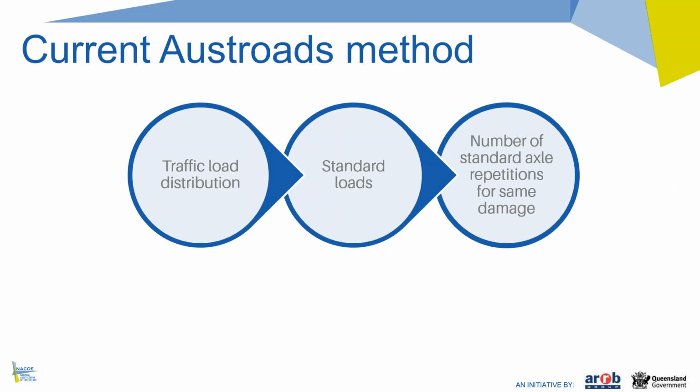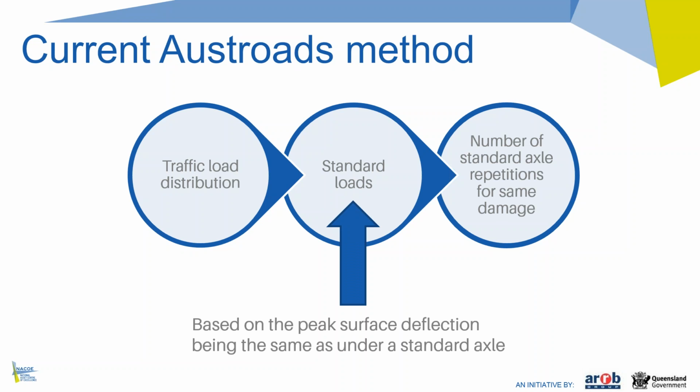Before I get into describing the new method, I'll briefly discuss the current Austroads procedure. The current Austroads method requires conversion of the loads in the traffic load distribution to a number of standard axle repetitions to cause the same damage as that traffic load distribution. And that conversion is done using standard loads. The standard loads are based on the peak surface deflection for different axle group types being the same as under a standard axle. So what that means is that axle groups causing the same surface deflection are assumed to cause the same pavement damage in the current procedure.